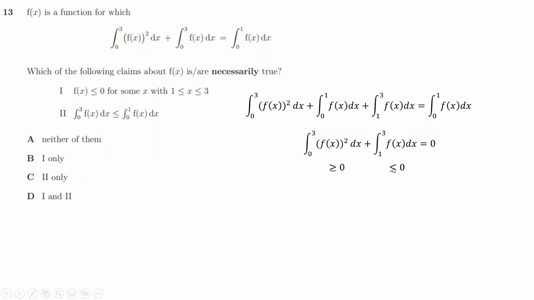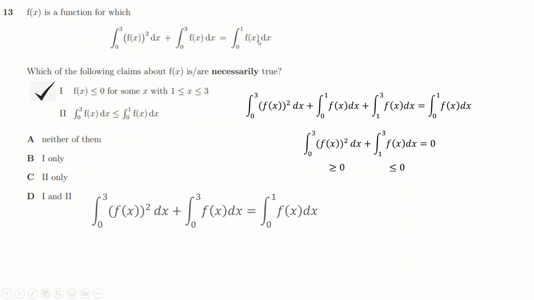Now, if this integral is less than or equal to 0, that means the function itself must have been below the x-axis for some of that in order to get that negative area. So this is necessarily true, because it's exactly what I've just said. f of x needs to be below the x-axis between these 2 points in order to make this balance out. So that is necessarily true. Next one.